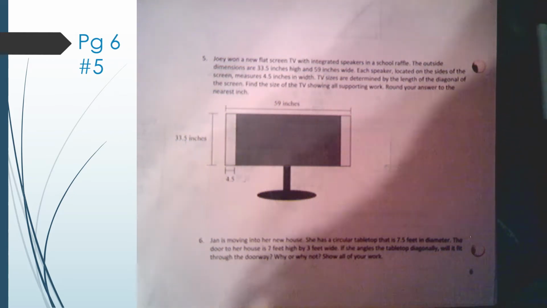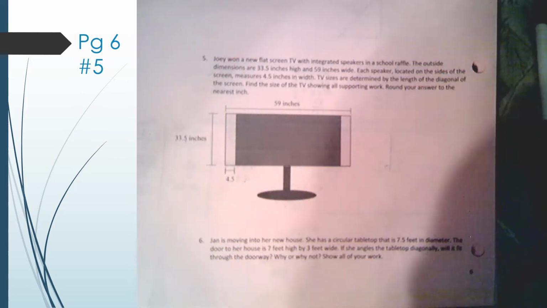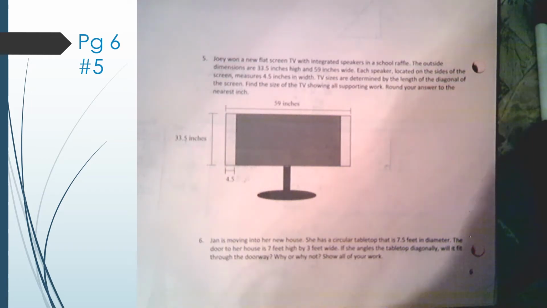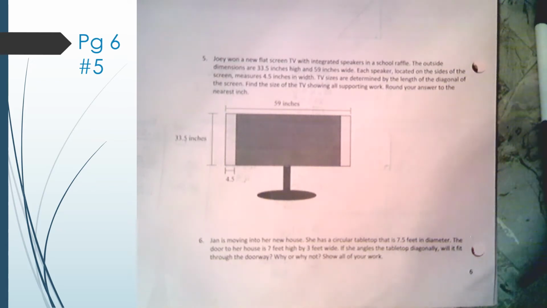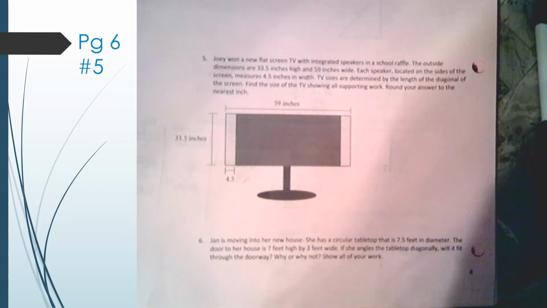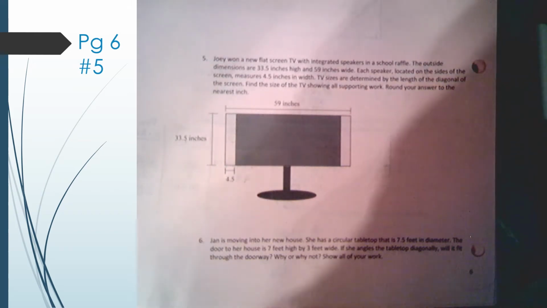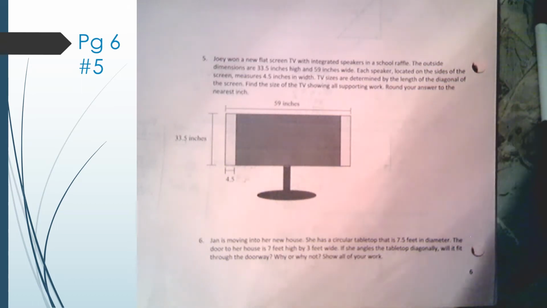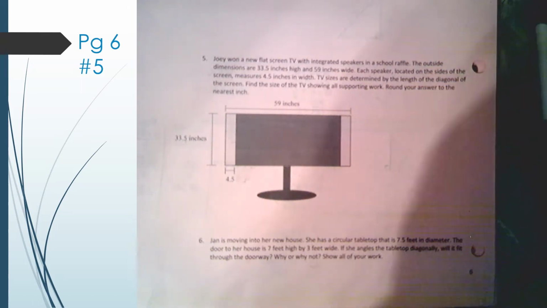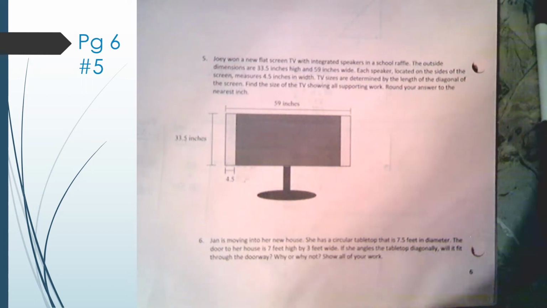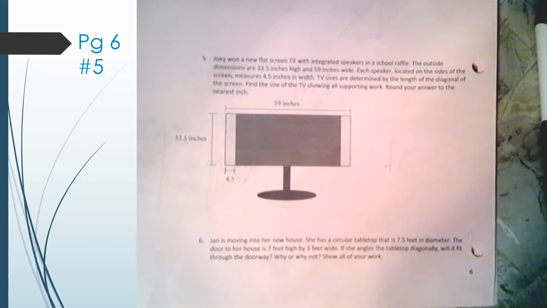All right, so now we're on page 6 and looking at number 5. We have gone over the basics of Pythagorean Theorem. Now we're going to actually use it in real-world situations. It says, Joey won a new flat-screen TV with integrated speakers in a school raffle. The outside dimensions are 33.5 inches high and 59 inches wide. Each speaker located on the sides of the screen measures 4.5 inches in width. TV sizes are determined by the length of the diagonal of the screen. Find the size of the TV showing all supporting work. Round your answer to the nearest inch.